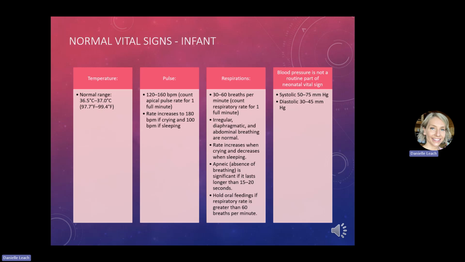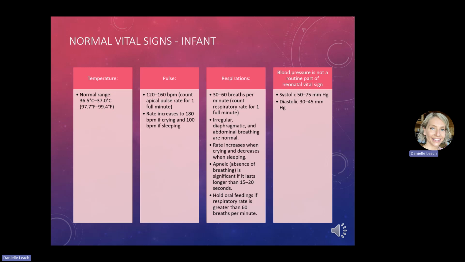Respirations, we already said, are about 30 to 60 breaths per minute, and we do want to count for a full minute because they are very irregular. Just like with pulse, the rate is going to increase when they're crying and decrease when they're sleeping. So again, we want to try to do vital signs when an infant is sleeping if at all possible. They can have very short apneic episodes. We don't want them to be usually any longer than 20 seconds. If it's over 20 seconds, that's when it becomes a problem, which we'll talk more about later.